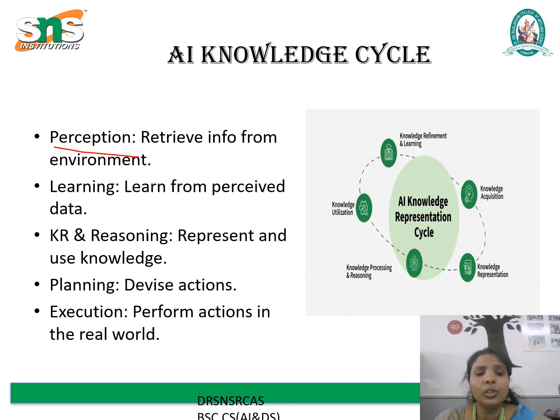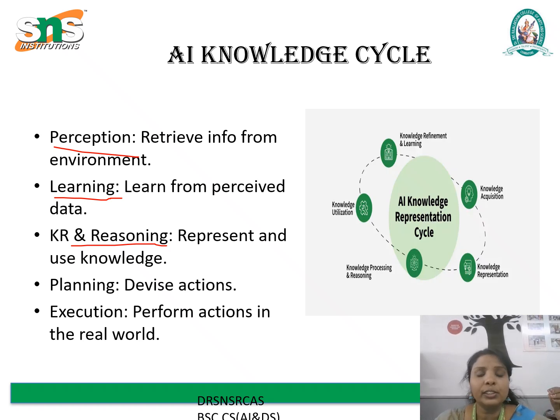Next one is analyzing information. Through learning, we analyze the data. The system identifies patterns, gains insights, and improves its performance over time. This step is crucial for enabling adaptability and improvement without explicit reprogramming. After learning, the AI uses knowledge representation. It represents and uses knowledge to store what it knows and apply logic to make informed decisions. This allows the system to simulate intelligent behavior by reasoning through a problem or situation using stored facts and rules.